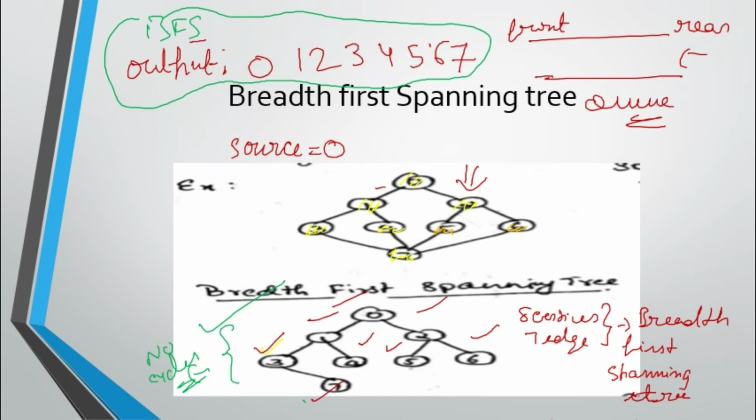No cycles means a tree doesn't have a cycle. Remember, a tree is a graph. That is, all trees are graphs, but not all graphs are trees. Remember that.